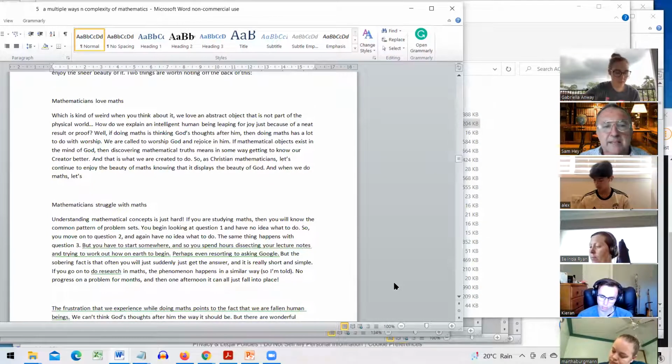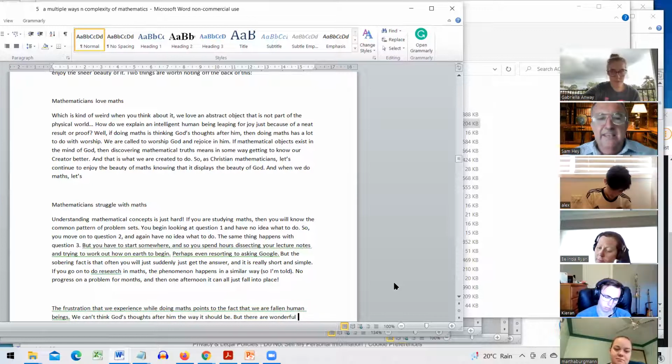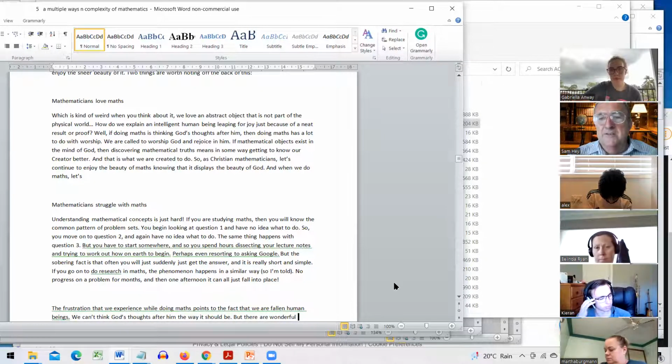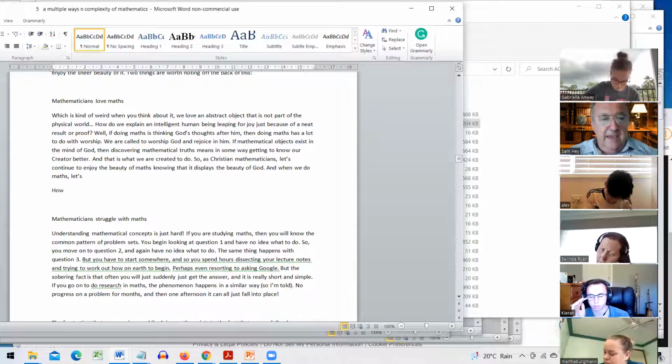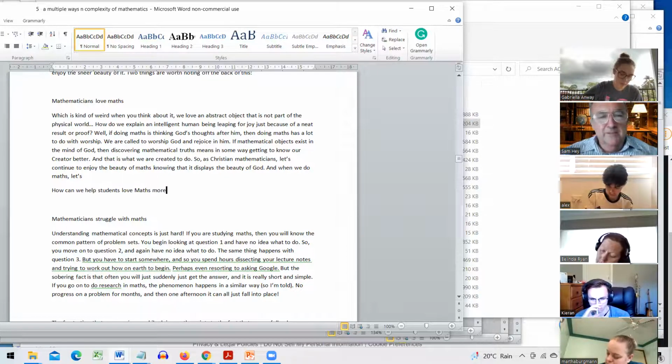So mathematics, if we're going to teach people about maths, we need to teach them to love maths. And so I think one of the real challenges we face is helping students to love maths. Can I get everyone to think a little bit now and write down what's a way that you could help students love maths? So how can we help students love maths more?